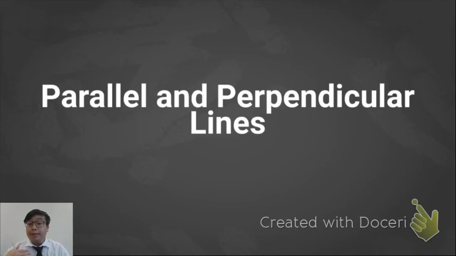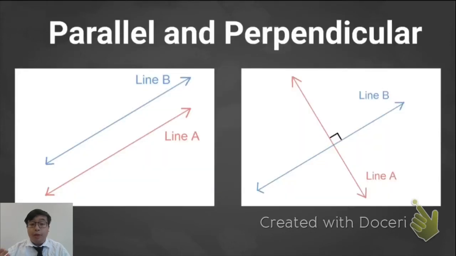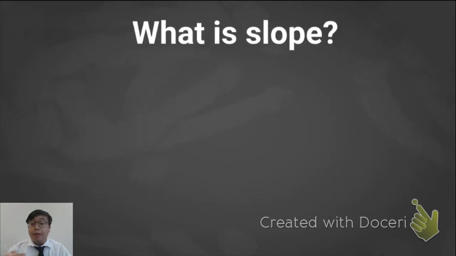Hello everyone, in this video we're going to go over the relationship between lines that are parallel and lines that are perpendicular. So just a quick review, parallel lines are lines that are going in the same direction and never intersect. And perpendicular lines are lines that intersect and create a 90-degree angle. And in order to find the relationship between these types of lines, we first need to compare their slopes.